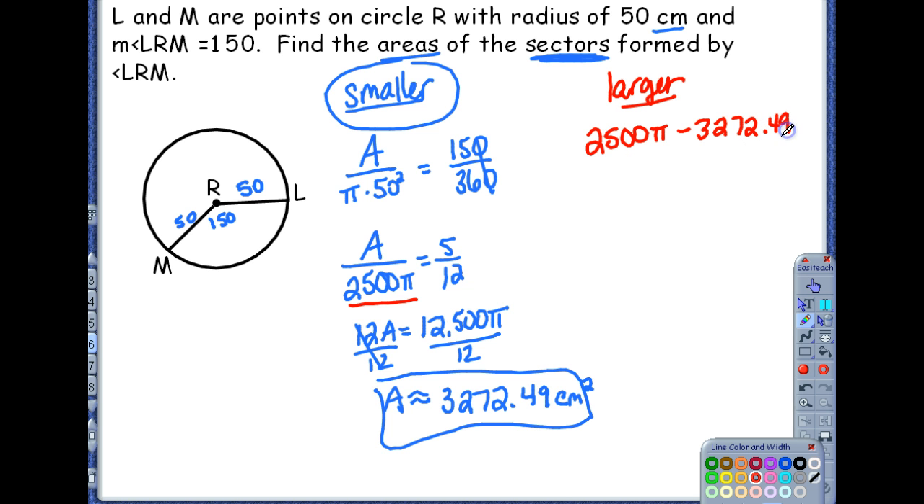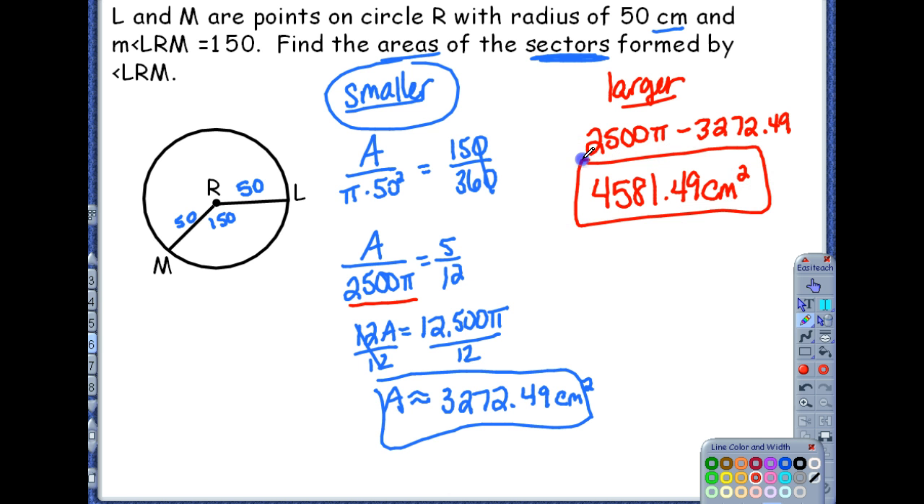And I'm going to subtract off 3,272.49. Now, here's the deal. I already have that in my calculator, so I'm just going to hit 2,500 pi, minus, and I'm going to put second answer, answer recall. And I get, what's left is 4,581.49 centimeters squared.